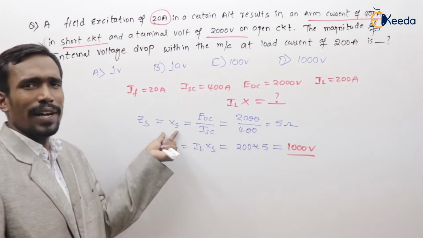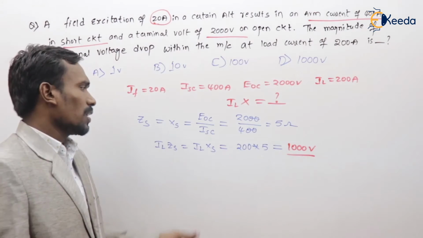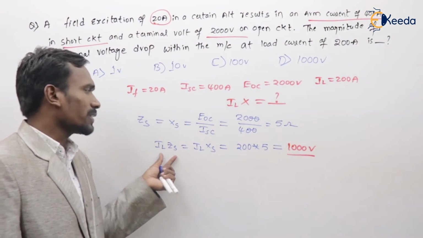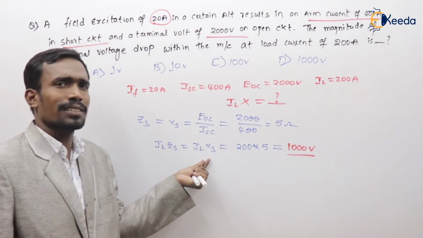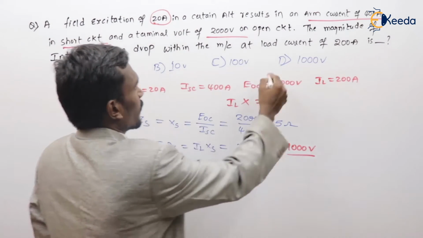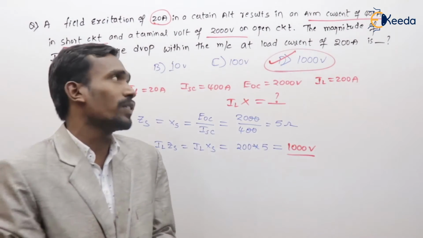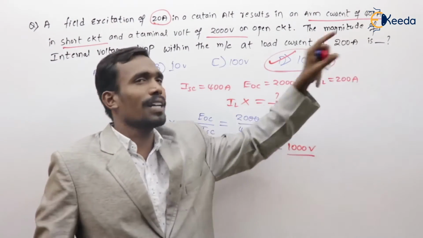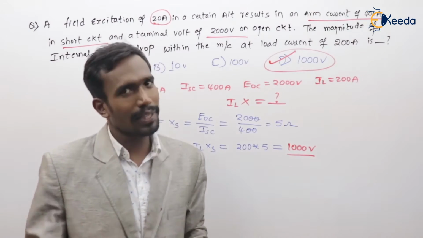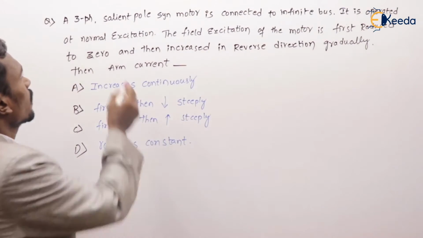We just have to find out either XS or ZS. This value is 5 ohms. Then the drop I into Z or I into X is 1000 volts. So which of the following is the correct answer? 1000 volts is the internal drop of the machine at 200 amperes of load. Right? Yeah, next question.